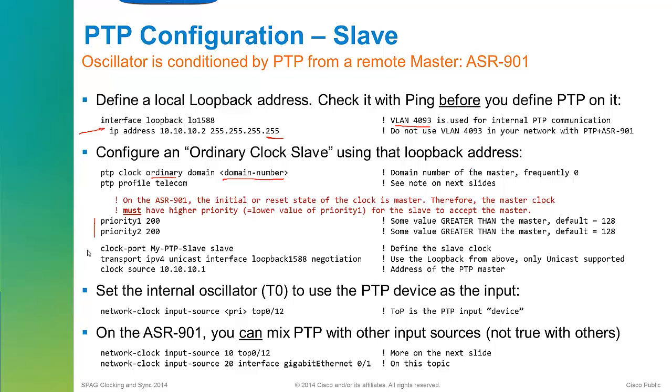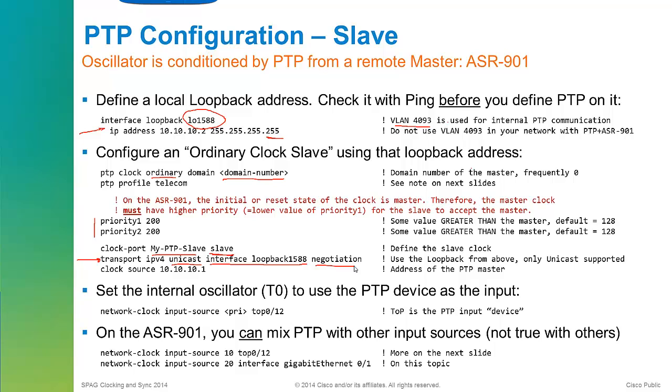Then we define the clock port. In this case, we just give it a name, and it is a slave, so we are an ordinary slave. We've got an ordinary clock slave port being defined. And then we define the transport. The transport is IPv4. We'll talk about Ethernet later, but mostly it's IPv4. It's unicast. And then we put the name of the loopback interface, which is this one here, that we are going to use for PTP processing. And then we set negotiation.